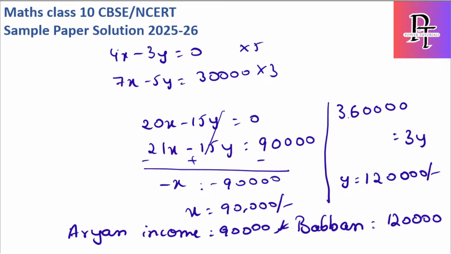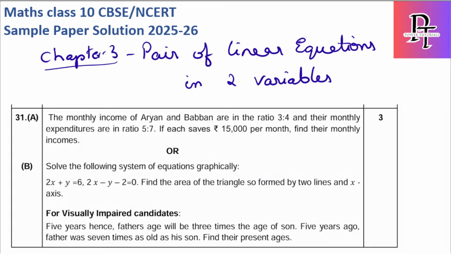In this way we can solve using the elimination method. If you want to do the same question using the substitution method, simply use this equation, get x value as 3y by 4, and substitute this value in the second equation and solve it. The substitution method is always a bit lengthy compared to elimination. So in any question, if they haven't mentioned to use substitution or any method, directly go for the elimination method.